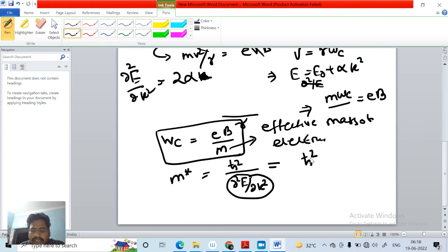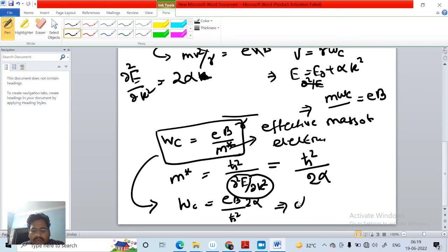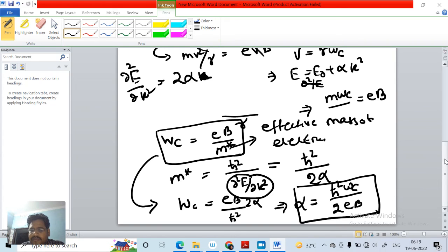Then it will be h cross square by 2 alpha. Then I have to put the effective mass here. Actually this is not mass, this is effective mass. Omega c will be eB times 2 alpha by h cross square. Then we have to find the value of alpha. Alpha will be h cross square omega c by 2eB. Then our alpha, which is a constant, will be this value.